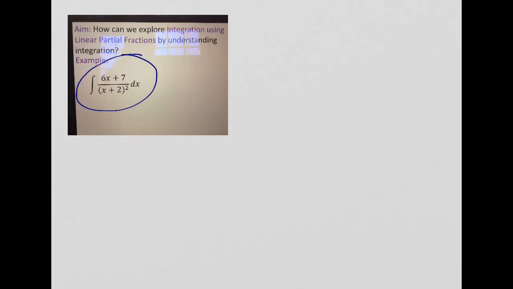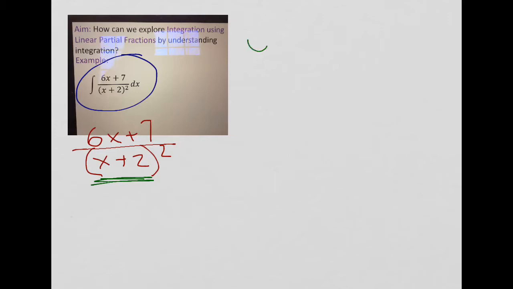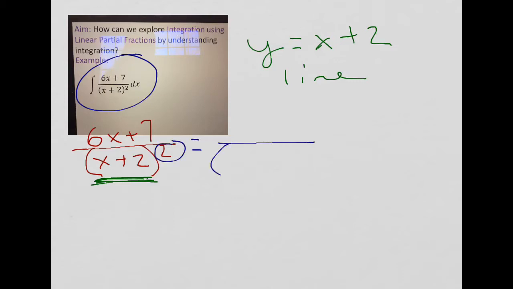Okay, looking at the denominator of this fraction, you're going to notice that it is x plus 2 that is being squared. So first off, we say it's a repeated linear factor because what is being repeated is x plus 2. And if you graph y equals x plus 2, you're going to end up getting a line. So that's why we call this a linear factor. Now, how many times it's repeated depends on the exponent itself. So this time it is repeated twice, okay? Not just once, but twice.